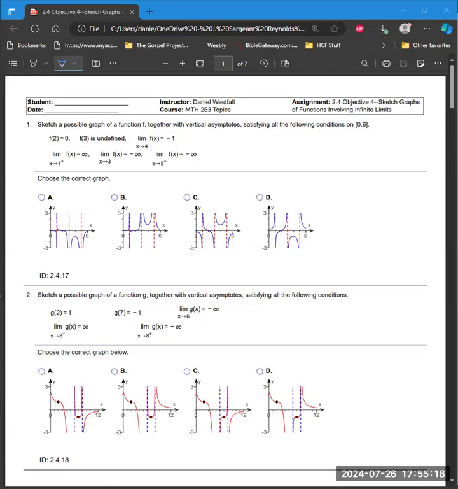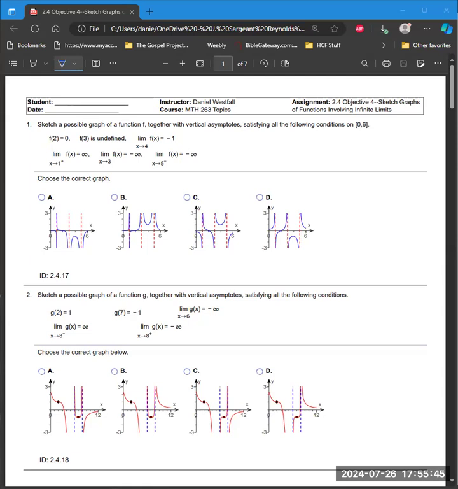In this video, we're going to talk about 2.4 Objective 4, where we sketch graphs of functions involving infinite limits. Let's sketch a possible graph of a function f together with a vertical asymptote satisfying the following conditions on the interval from 0 to 6. Those are x values there. So we need a point (2, 0) on the graph since f of 2 is 0.